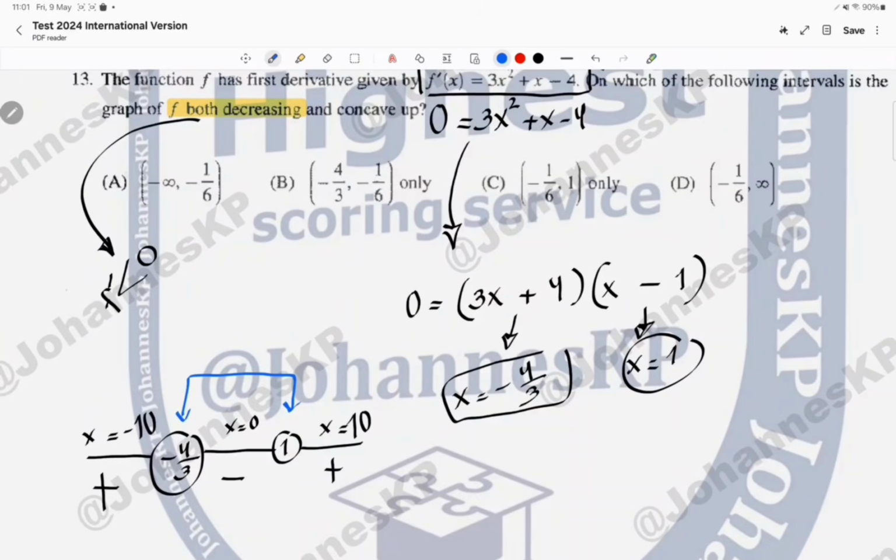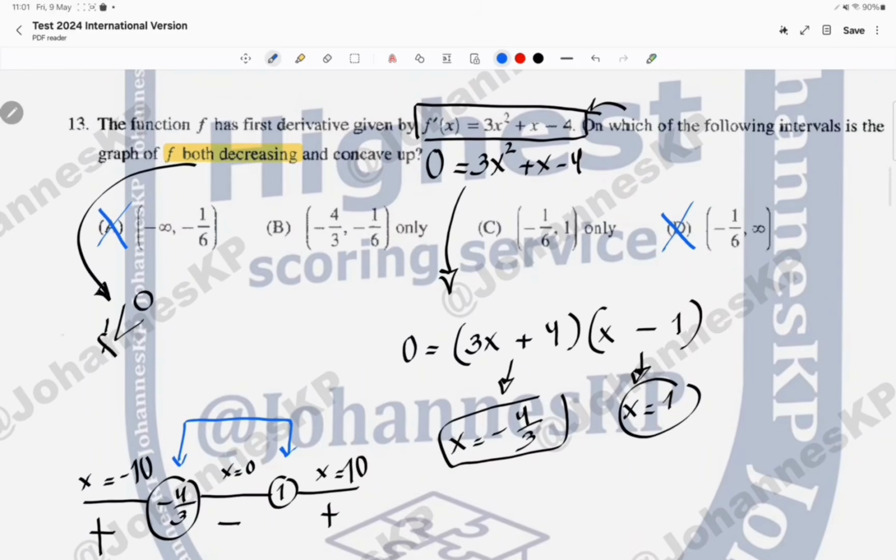Okay, so it's not going to be choice A, because choice A goes all the way to negative infinity. And it's not going to be choice D, because it goes all the way into infinity, right? And so it's either going to be B or C. Now, let me just erase things to make our life a bit easier.